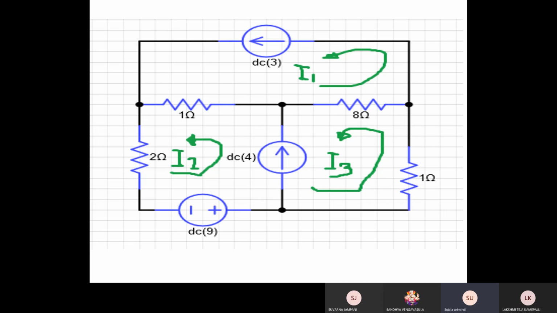Next, another current source, DC4, is there. In this DC4, I2 current and I3 current are there. This DC4 depends upon I2 and I3. When the direction of DC4 is upwards, I2 will be upwards, but I3 will be downwards. That means I2 minus I3 is equal to the value of DC4. Then you have to open this.